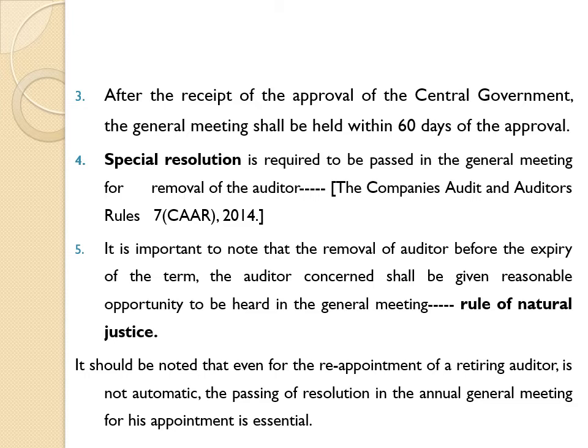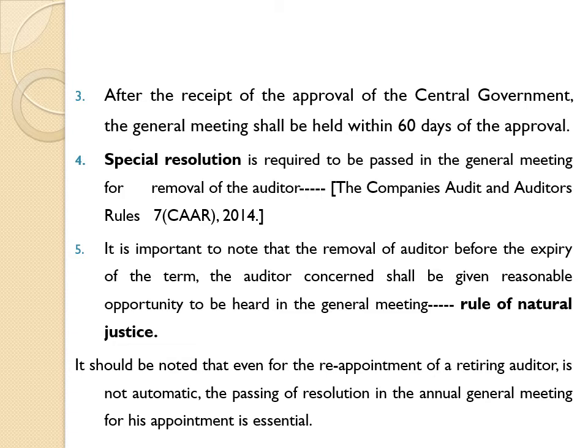After the receipt of the approval of the central government, the general meeting shall be held within 60 days of the approval. After getting approval from the central government for removal of an auditor before expiry of his term, the next step is taking approval from the general meeting within 60 days from the date of approval of the central government.